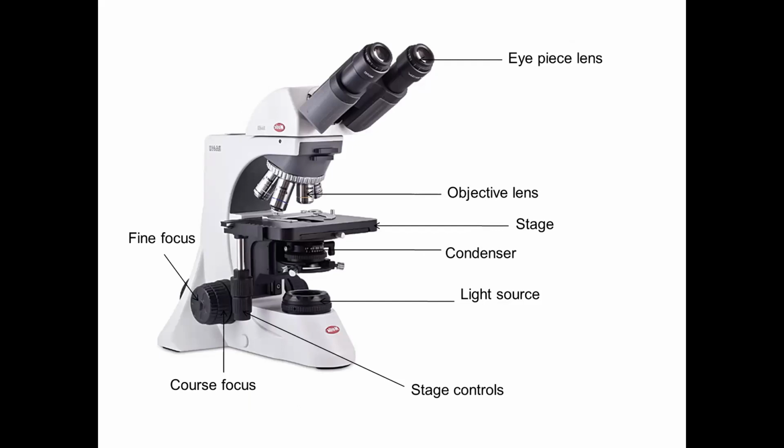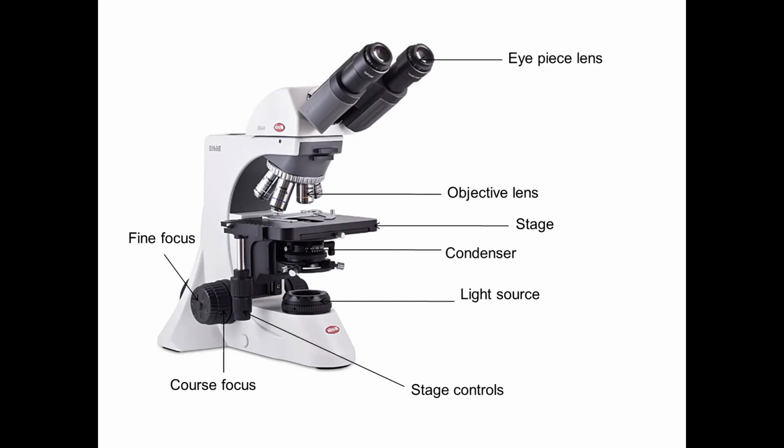Below the stage, again the condenser, and below that, instead of the mirror, you have the light source which is inbuilt. So you have to plug the microscope into a power source before you can use it. And you can adjust the intensity of the light. On the side, you can see the focus knobs. They are both on the same knob.